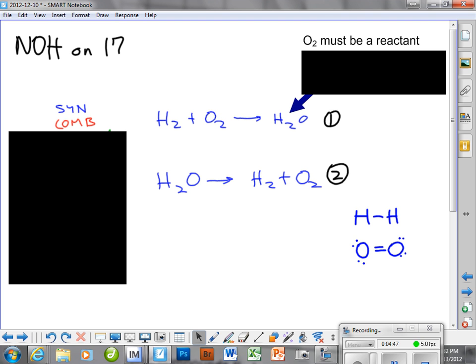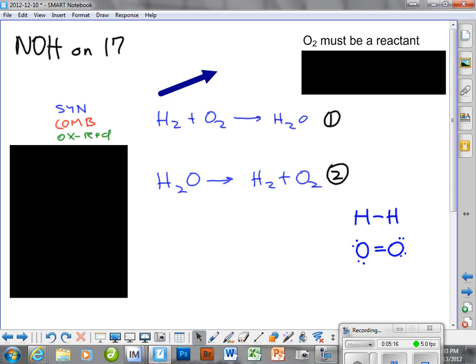Okay, so oxygen, as it says right up here, must be a reactant. It cannot be anything else. It can't be just in the molecule like it is here. It has to be O2. Not only does it need to be O2, it has to be on the left. So I hope that clears it up for you. There are probably some misconceptions there. This is the one where we're going to have the fun.